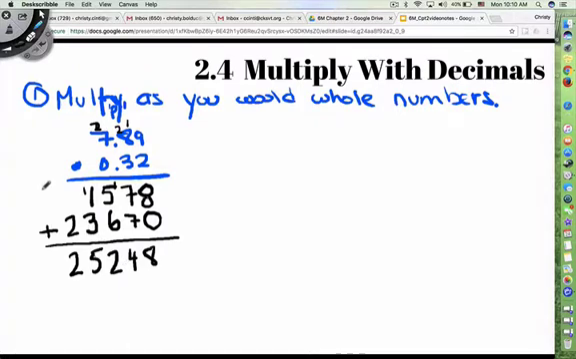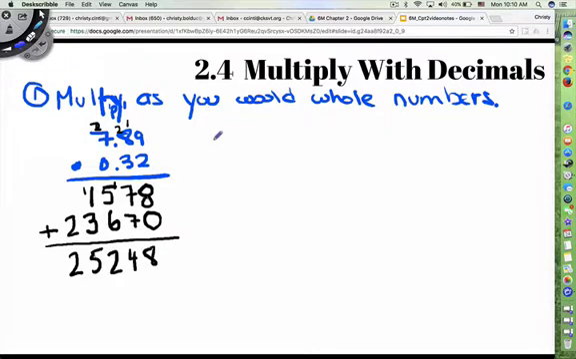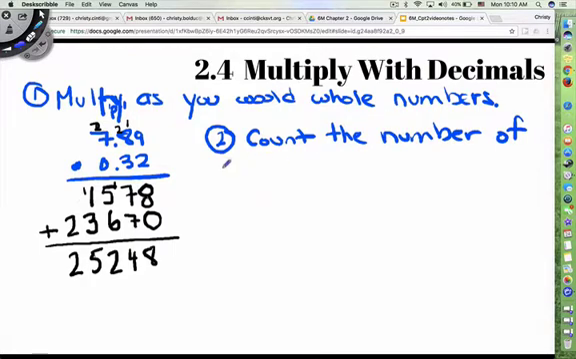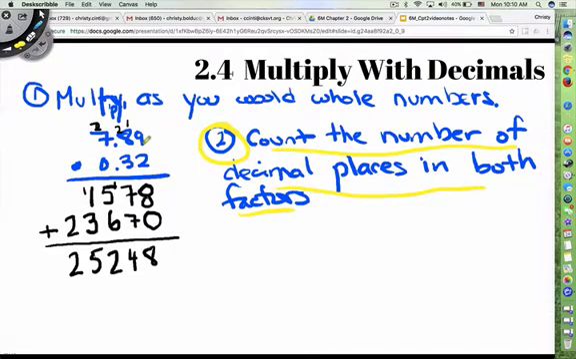Now our step 2 is we are going to count up how many places to the right of the decimal there were. So number 2 is count the number of decimal places in both factors. Let's have this be a yellow color. So number 2 will be yellow. We are counting the number of decimal places in both factors. So there was 1, 2 here, and there was 1, 2 here.